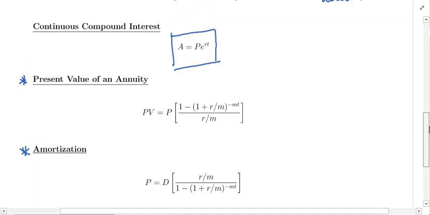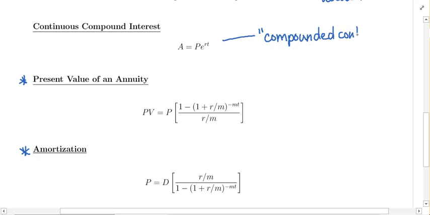And since I'm on the formula sheet, let's go ahead and notate when we use the continuous compound interest formula. So this formula, remember, when you want to use it, you're going to see the phrase compounded continuously. So that one should be really easy to spot. So let's move on to section 3.4.